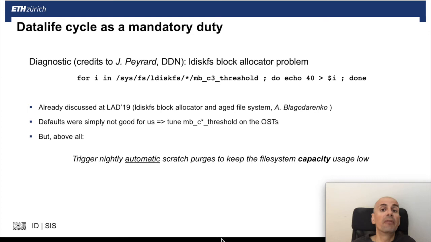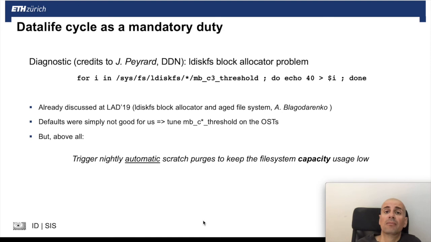This problem about the LDiskFS block allocator and the algorithms that define the block allocator were already discussed by Artem Blagodarenko in LAD 2019. The title might be misleading because it says aged file system. In our case, we can say, okay, this file system was just one month old, so it was not an aged file system. But at the end, the effect is the same, which is intensive block allocation and a file system that is pretty full. And at the end, we can say that the defaults were simply not good for us.